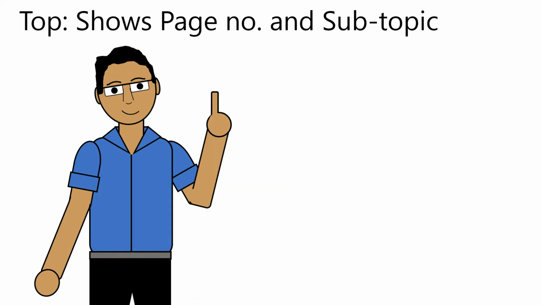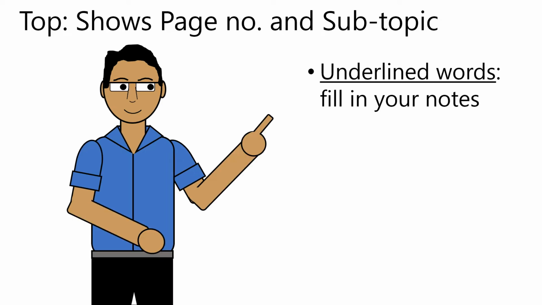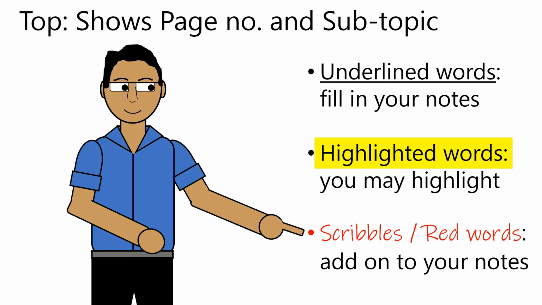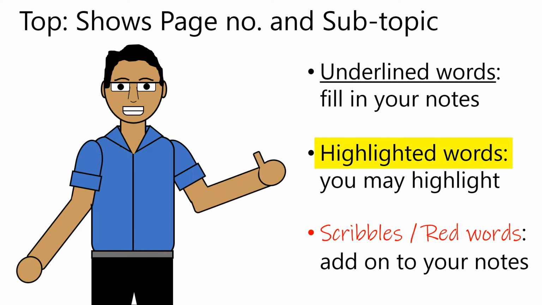As we go through the slides, the top will always show the page number and subtopic in your notes. If you see any underlined words, please fill them in your notes. If you see any highlighted words, you may choose to highlight them. And if you see any scribbles or red words, please add them on to your notes. Sounds good? Let's go.